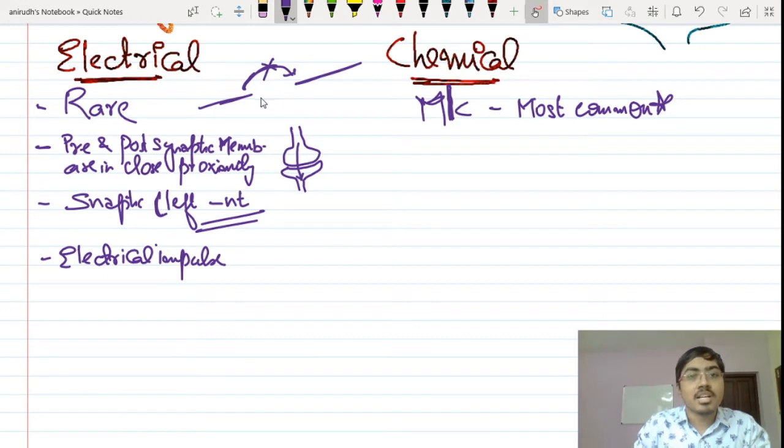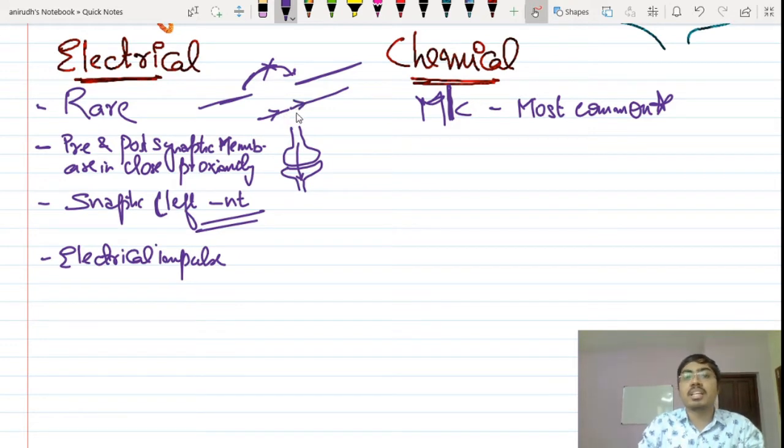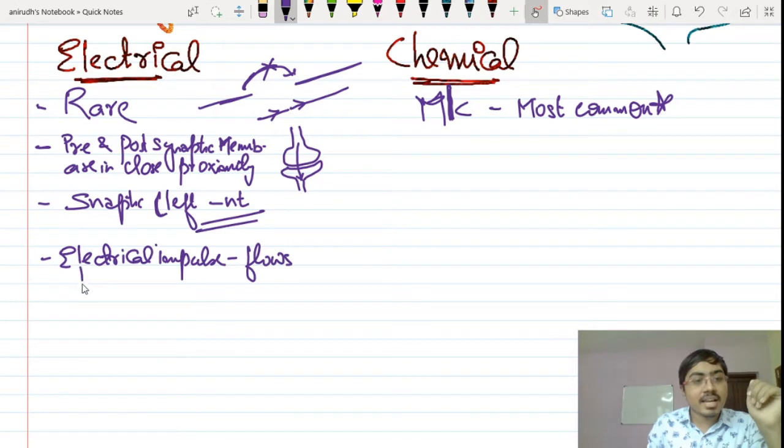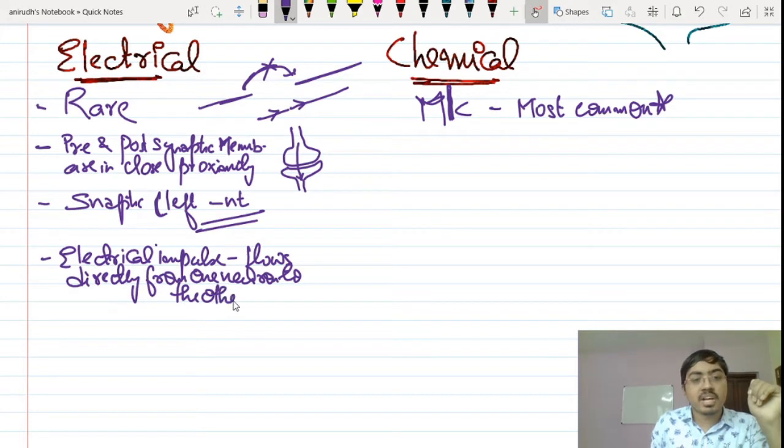This is not possible. So I have to keep both these neurons in very great proximity, so that the impulse goes from here to the other side without any delay. The gap should be very small, and the current is actually an electrical impulse that flows directly from one neuron to the other. Why can it flow directly? Because there is no big gap between the neurons. There is no synaptic cleft over here.